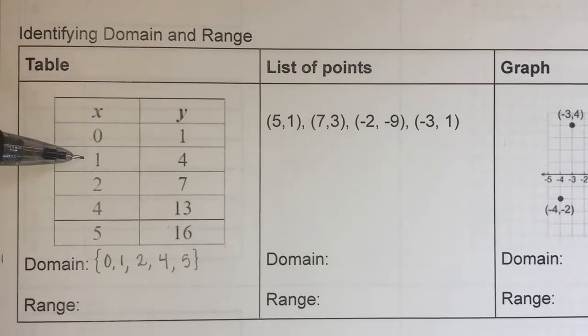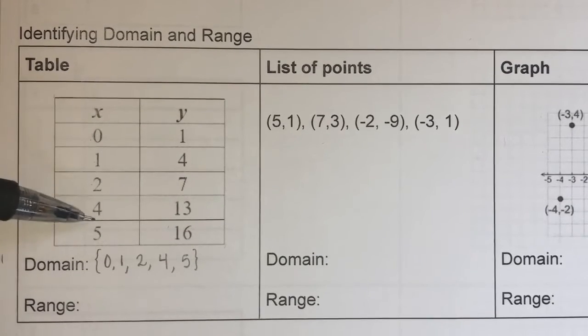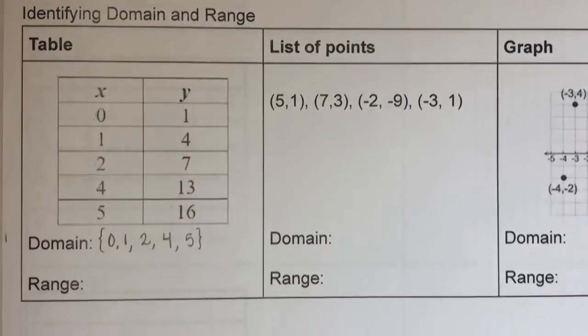If there's one that happens more than once, you don't have to list it more than once. You only have to list it one time. So if 0 was right here and right here, you would not have to list 0 more than once.